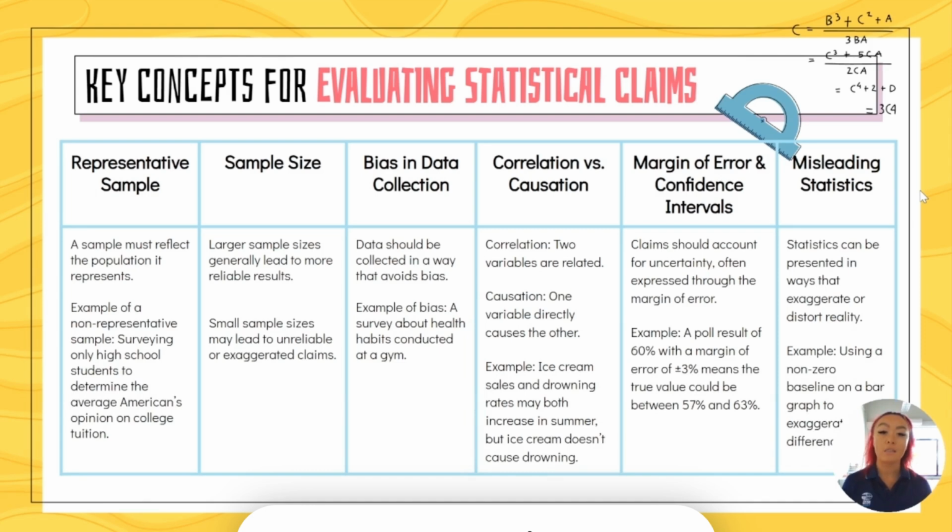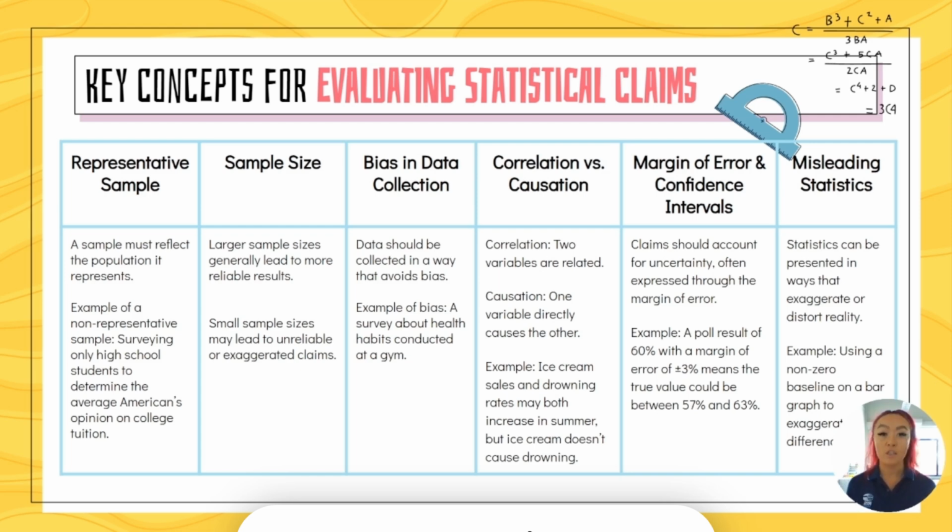So some key concepts for evaluating statistical claims. The representative sample. A sample must reflect the population that it represents. The sample size. Larger sample sizes generally lead to more reliable results, right? Like I said in the previous lesson, the larger the sample size, the closer it is to the population size. Bias in data collection. Data should be collected in a way that avoids bias, and we're going to look at some examples of that today.